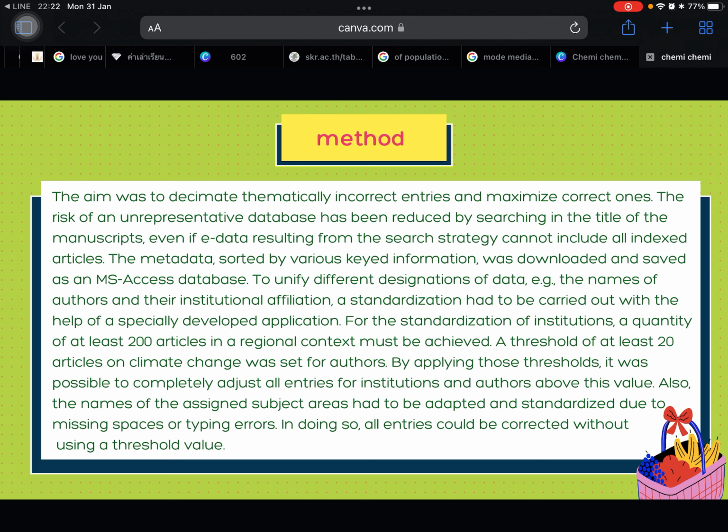A threshold of at least 20 articles on climate change was set for orders. By applying those thresholds, it was possible to completely access all entries of institutions of orders above this value. Also, the names of the assigned subject area had to be adapted and standardized due to missing spaces or typing errors. In doing so, all entries could be corrected without using a threshold value.